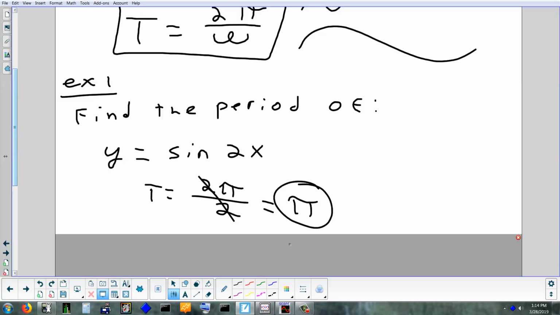How much did you shorten it? You actually made it half as long. Right? So any question on that number? That number is going to be important when we do graphing in a minute. But for now, I just want to find that number.